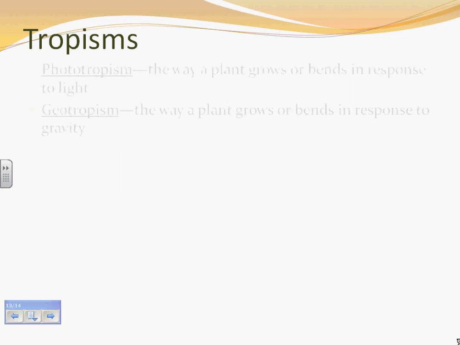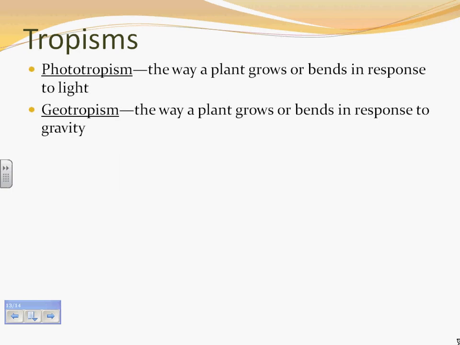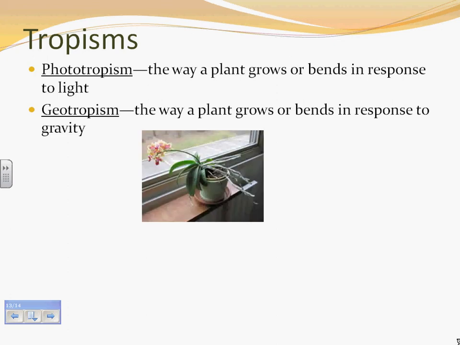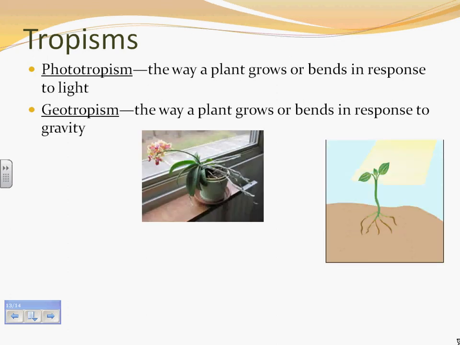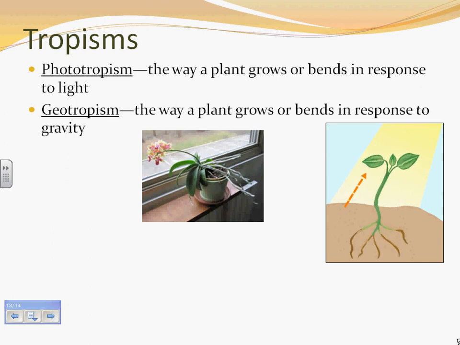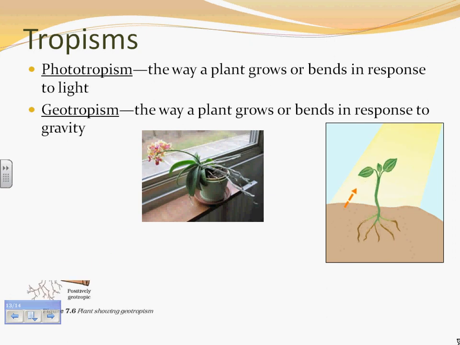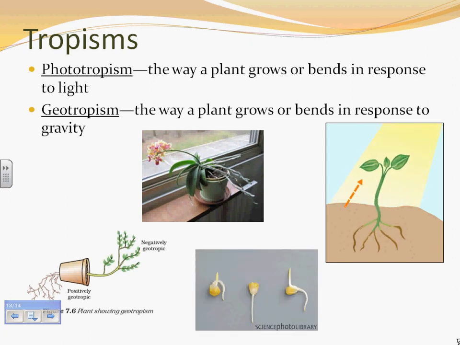Tropisms. Two examples of tropisms are phototropism, which is the way a plant grows or bends in response to light, and geotropism, which is the way a plant grows or bends in response to gravity. This is an example of phototropism. This animation is also an example of phototropism. This is a picture of geotropism, as well as this. This is also a picture of geotropism.